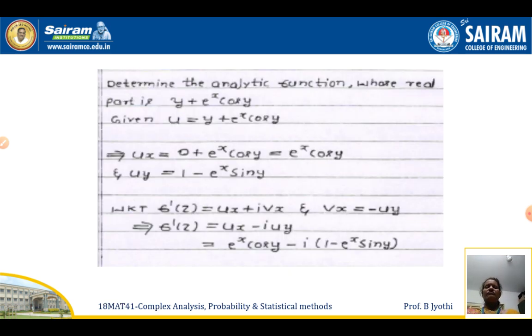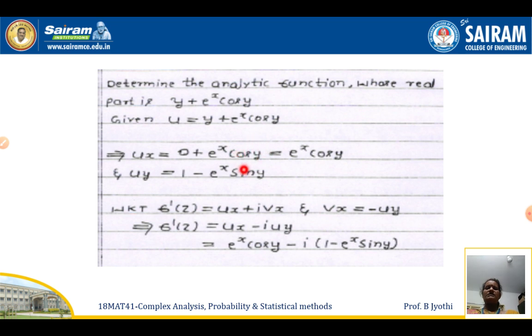Determine the analytic function whose real part is u = y + e^x cos y. Because it is a real part, we are assuming this as the real part u. So to find u_x first, that is, differentiate partially with respect to x. So what do we get?